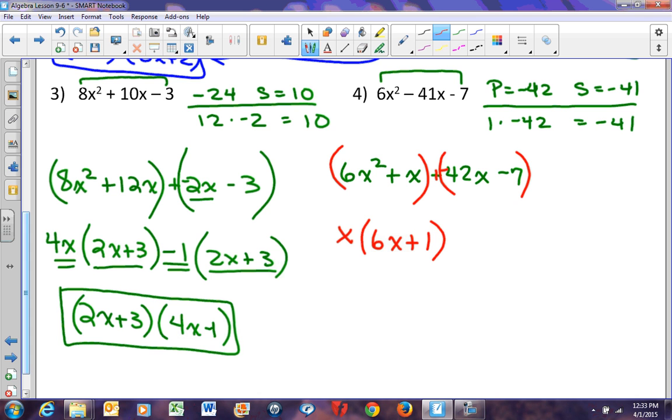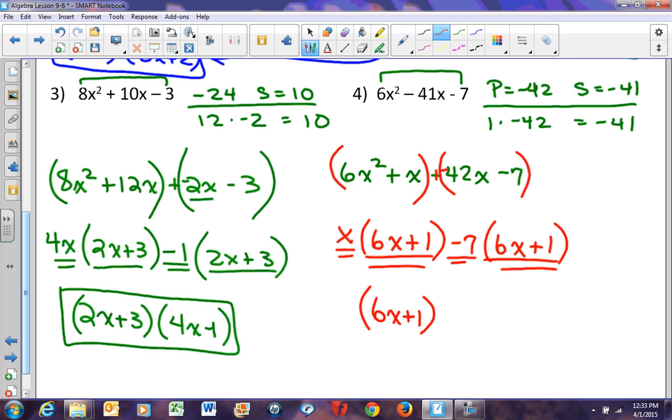What can I take out of a negative 42x minus 7? I can take out a negative 7. And I'm going to get 6x plus 1. Here's my common term, 6x plus 1. Here's what's left over, x minus 7.